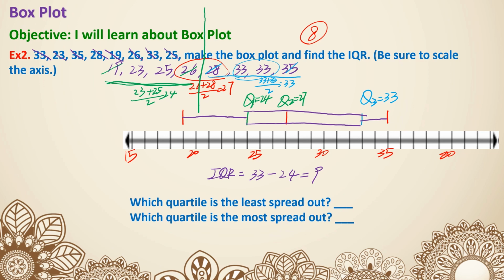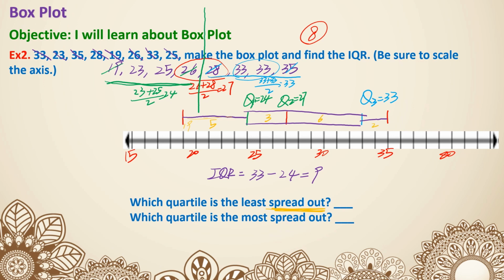Then we have 2 extra questions. Which quartile is the least spread out? And which quartile is the most spread out? When we have the words spread out, that just means how big of a range is that quarter? Like how many numbers could be included in that quarter? So for example, the first quartile is from 19 to 25, so that basically has a range of 5. The second quartile from 24 to 27 has a range of 3. Third quartile from 27 to 33 has a range of 6. And last quartile from 33 to 35 has a range of 2.